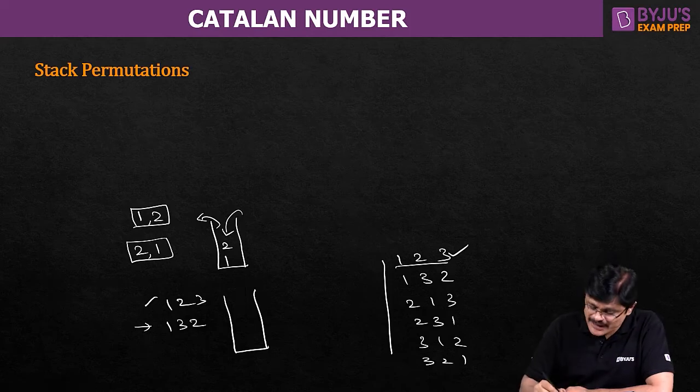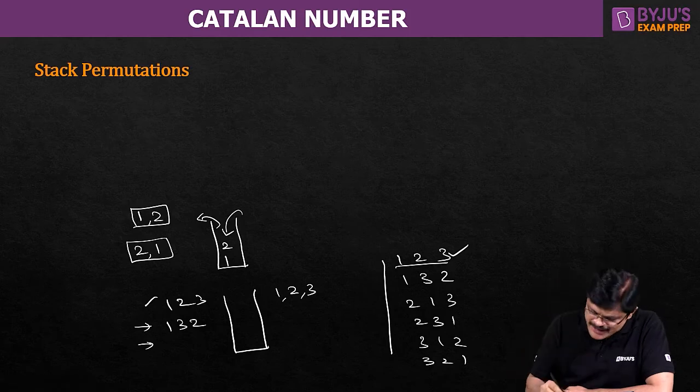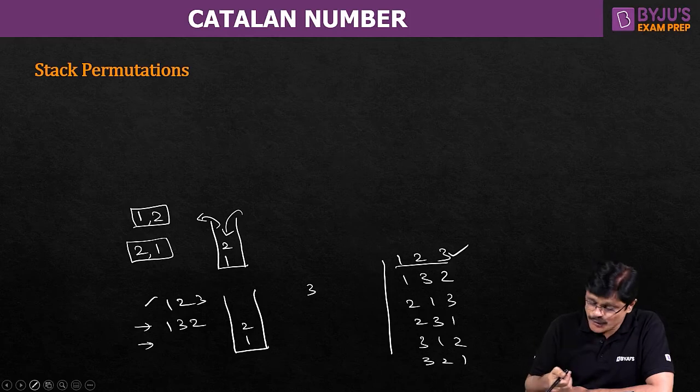Next, what about 2, 1, 3? Let us try. Using 1, 2, 3, you want to get 2, 1, 3. Till you get 2, you have to push everything. That is, you push 1 and you push 2. That is, 1 and 2 are pushed onto the stack. Now you want to get 2 first, right? So now you can pop 2. Again, next what you want? 1. 1 also you can pop.